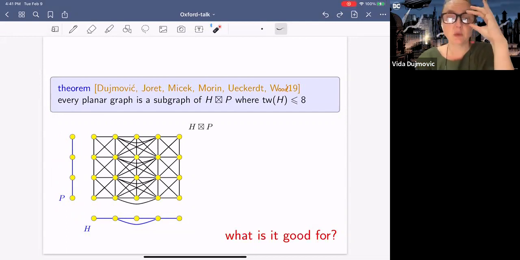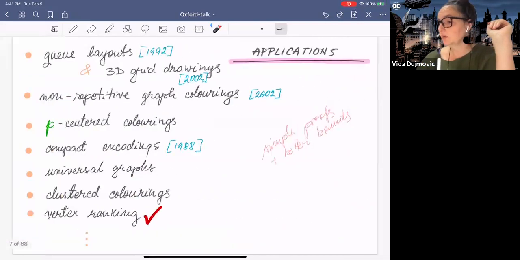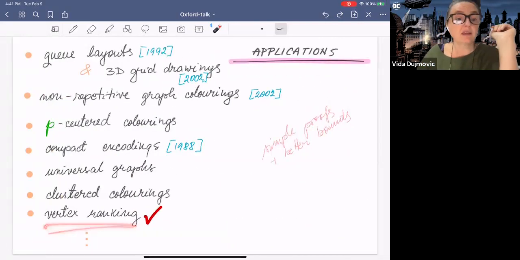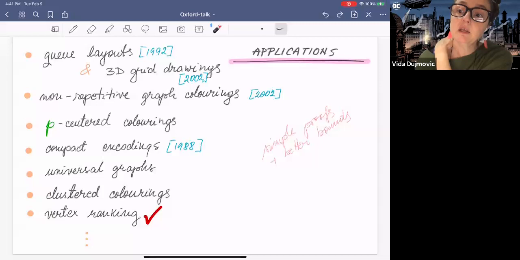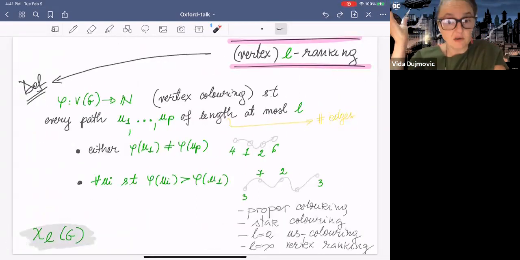So let me start with a new application that we have that is also very easy. Okay, so we're going to look at this particular one, vertex ranking. So I'm going to start by telling you how to apply this product structure theorem of planar graphs on a problem called vertex ranking. So first of all, what is vertex ranking? It's a type of graph coloring, okay?